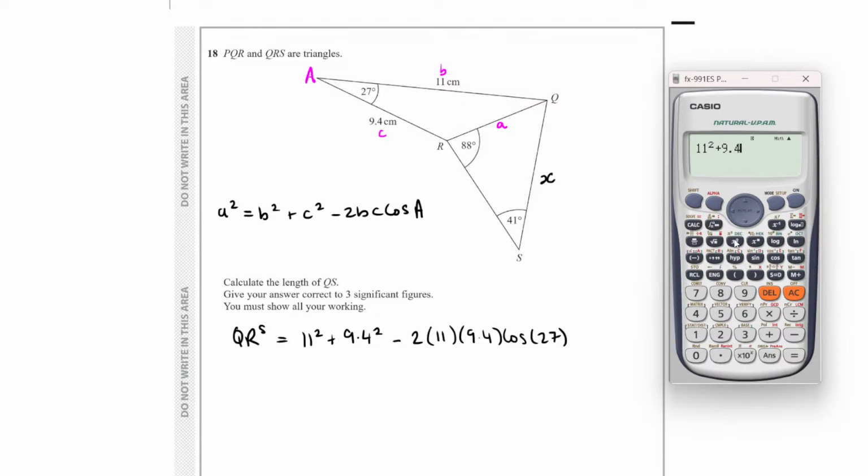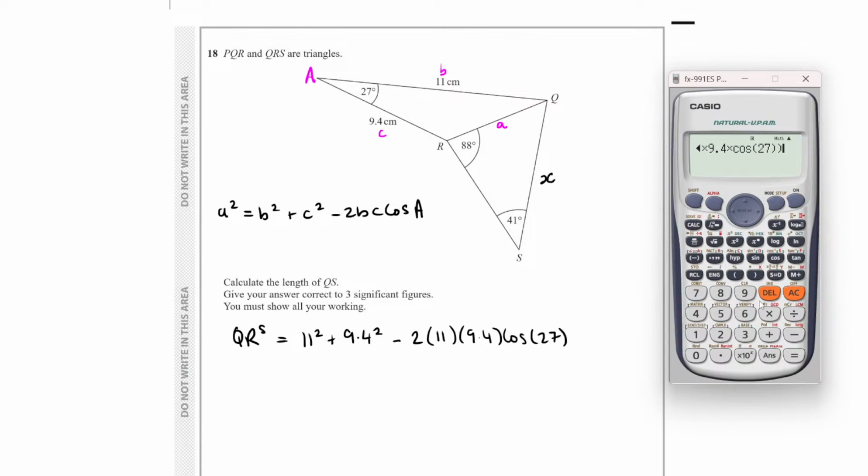9.4 squared. Then I do minus. Now this is the bit where I write it differently. I just put a big bracket on my calculator and then just do multiply like this. I don't write down all the different brackets. Obviously I don't write it down like this on my piece of paper because that doesn't really make sense in terms of algebra.